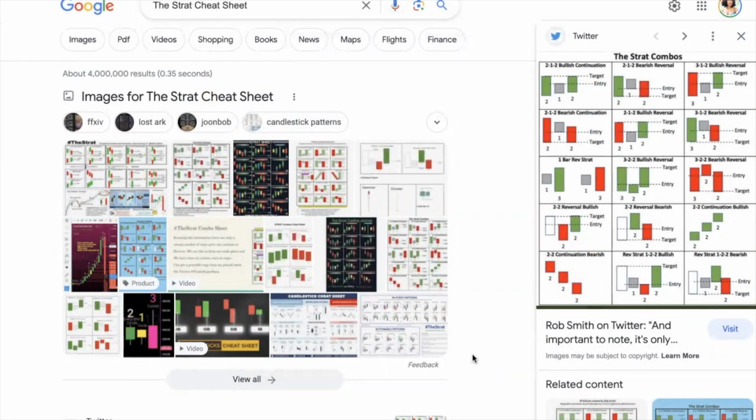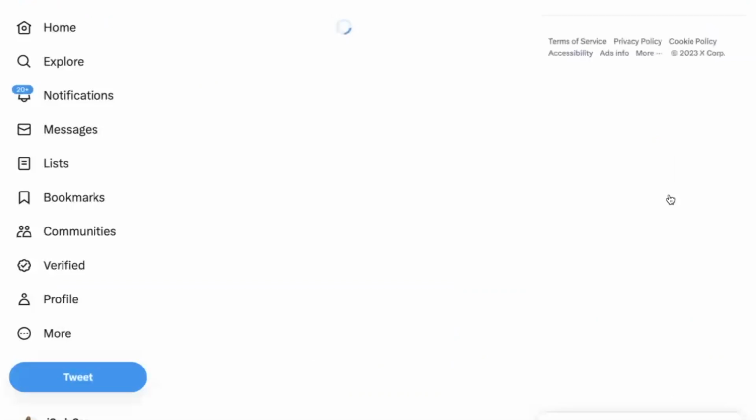All right, so two other things that I wanted to cover before I hop off and end this video. If you do a very quick Google image search for the Strat cheat sheet, you'll be able to see all of the various cheat sheets that traders have put together to make life a whole lot easier for you. And if I click over here, this is one of the beginner Strat combo sheets from Rob Smith. It'll probably take us to his page, because of course he is the creator of it.